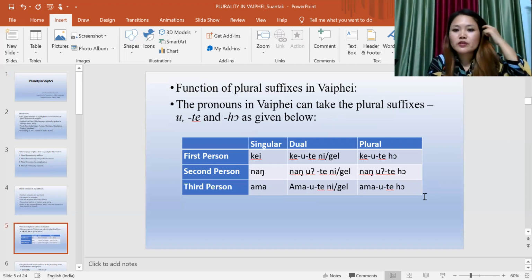One thing I would like to mention here is that in the orthography, the plural ho is written separately from the preceding stem. So in this paper, I will also follow the same as it is written in the orthography.